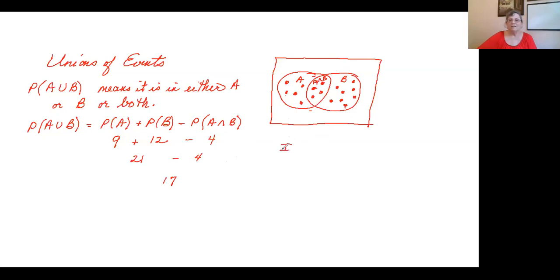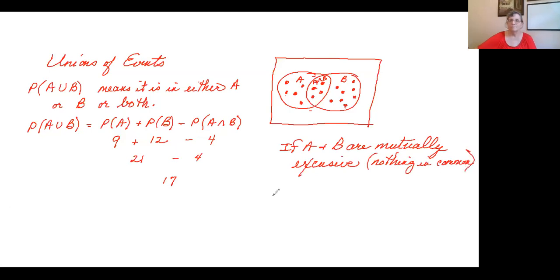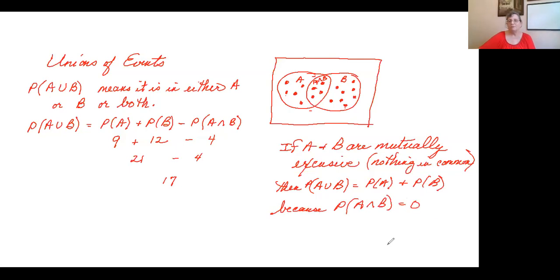Now, if A and B are what they call mutually exclusive, if they have nothing in common, if they do not overlap, then the probability of A union B would be the probability of A plus the probability of B. Because the probability that it could be in both, by definition, if they have nothing in common, would be 0.